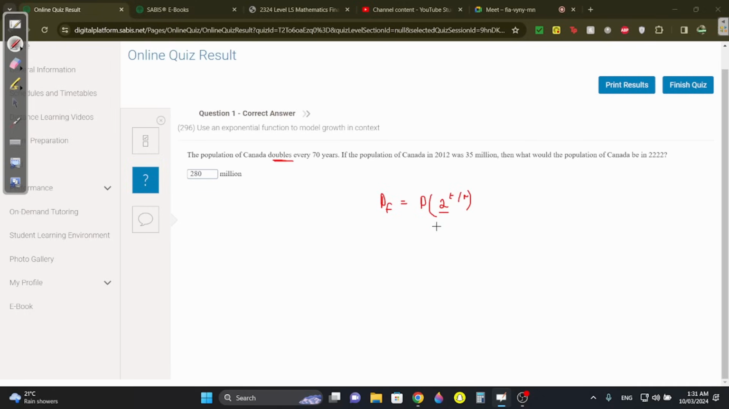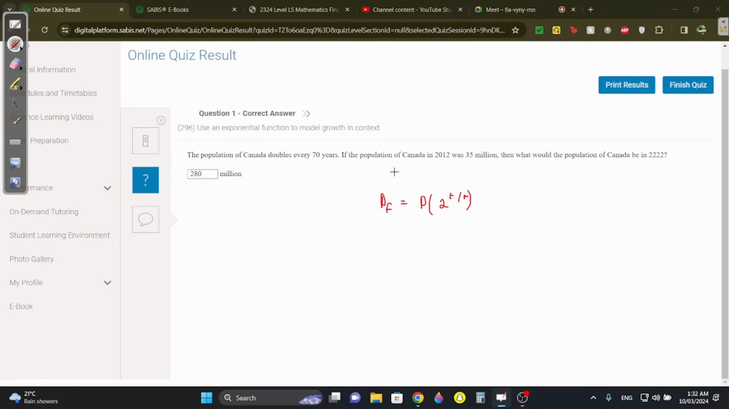Because it's doubling. But sometimes they tell you triple. So you multiply the initial population by 3 to the power of t divided by r. So it just depends on the question. Usually they say double, but I wouldn't be surprised if they gave you triple in the exam. The time is usually in years, and the rate is also usually in years.